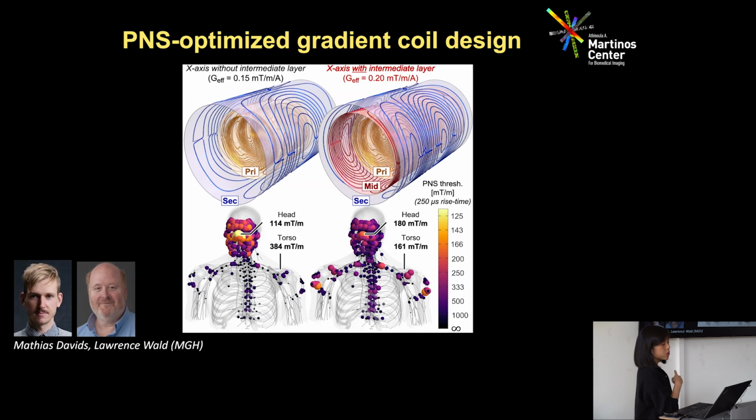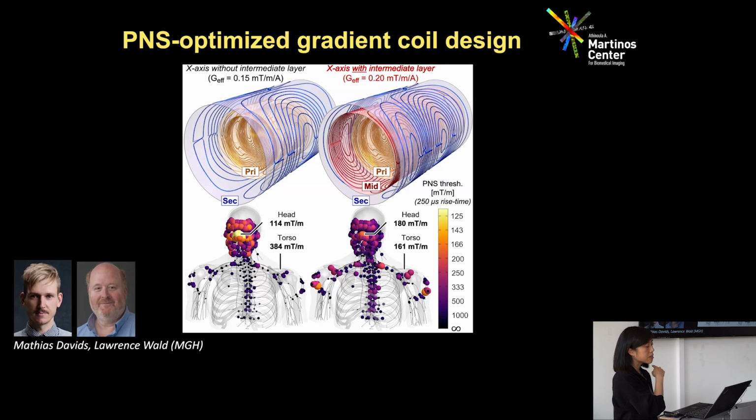And this work was really spearheaded by Matthias Davids and Larry Wald in our group. Matthias has built a really elegant peripheral nerve stimulation framework. We know that with strong gradients, stimulation of the peripheral nerves was anticipated to be one of the major limitations of going up to our maximum gradient strength.